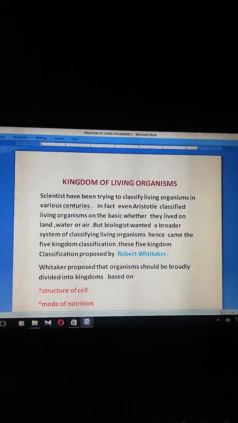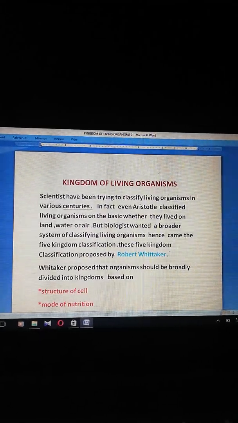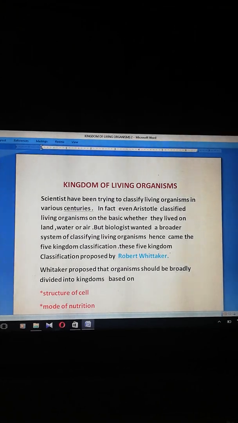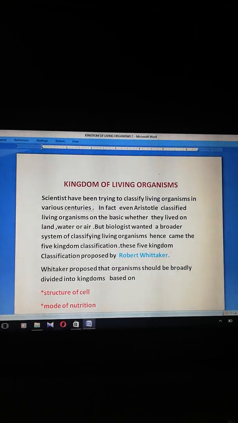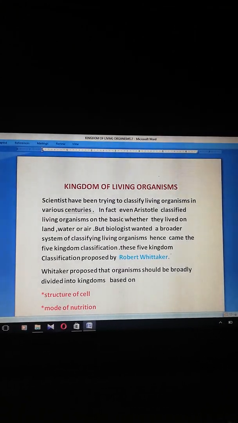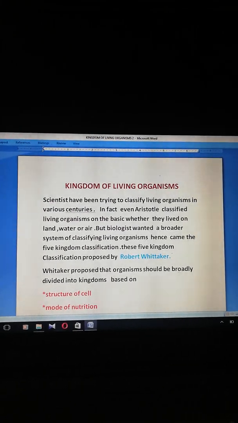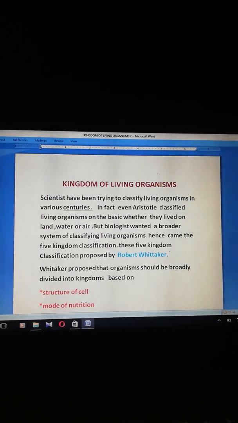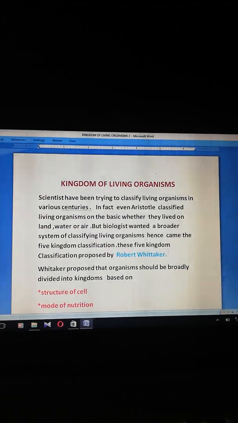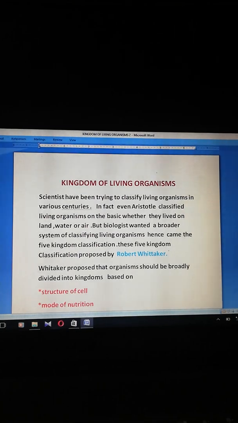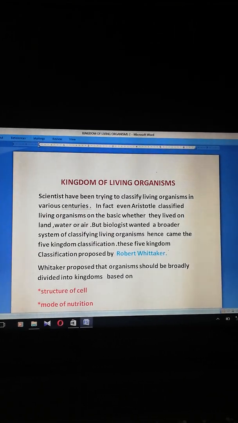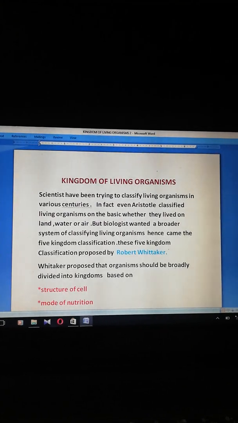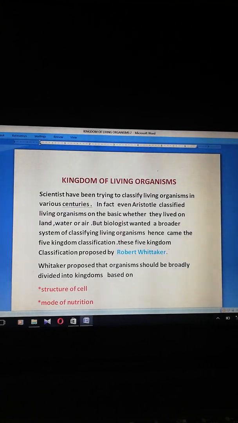It's a continuation of the classification. Today's topic is Kingdom of Living Organisms. Scientists have been trying to classify living organisms in various centuries. In fact, even Aristotle classified living organisms on the basis of whether they lived on land, water or air. But biologists wanted a broader system of classifying living organisms. Hence came the five kingdom classification.